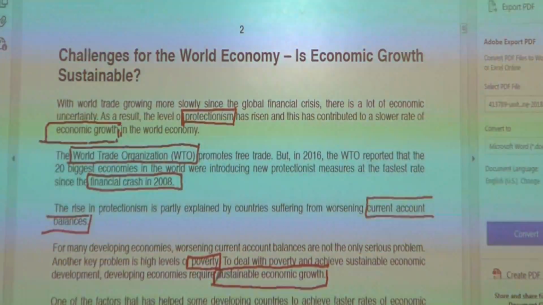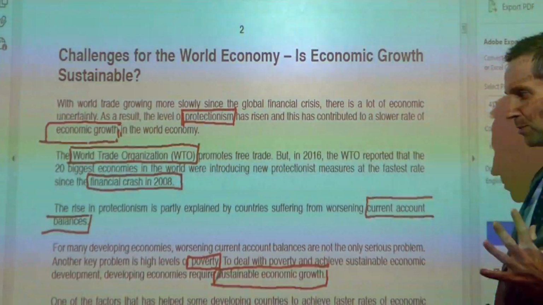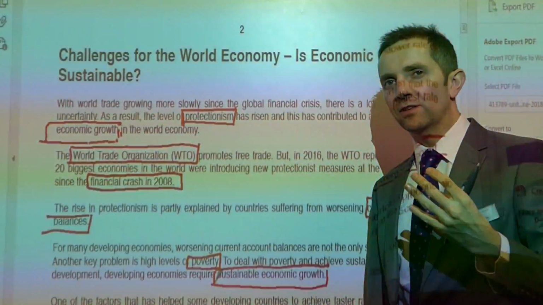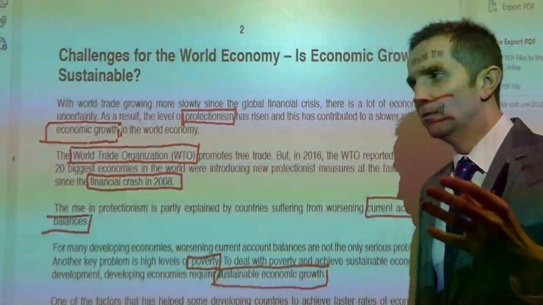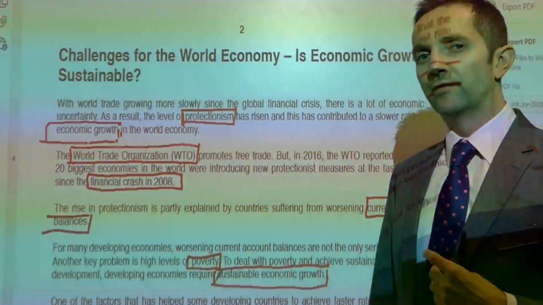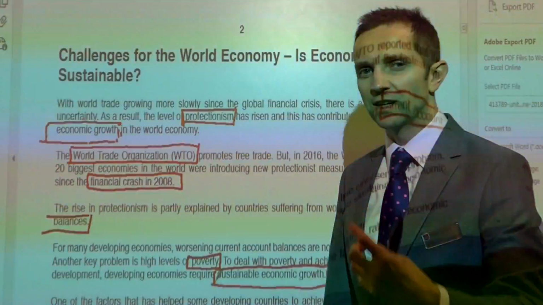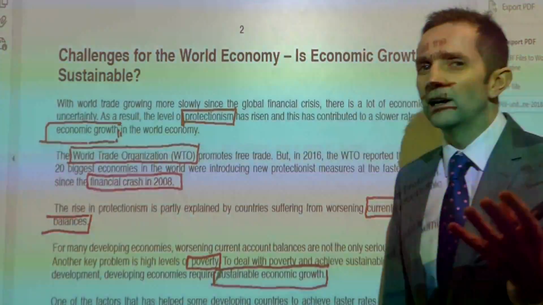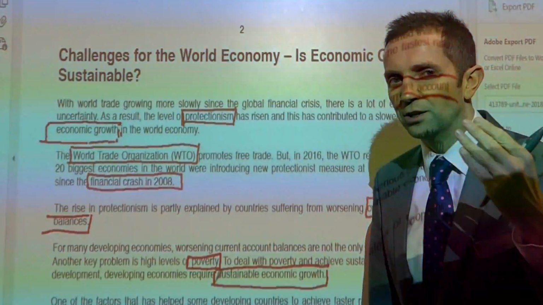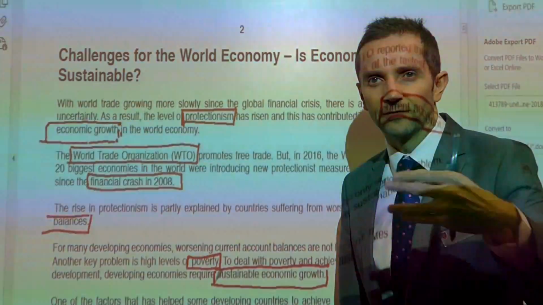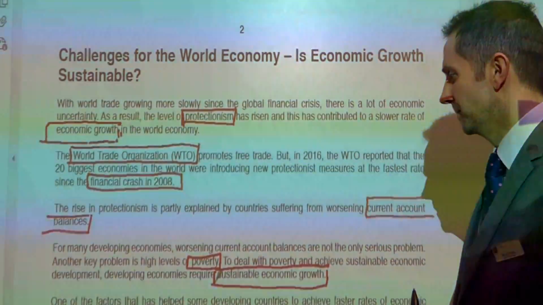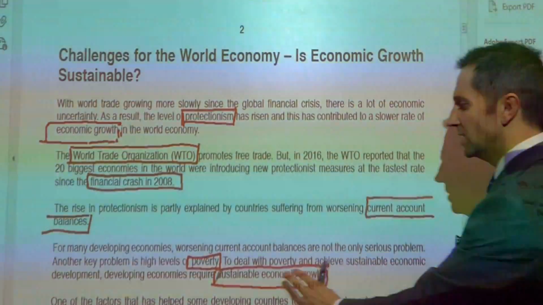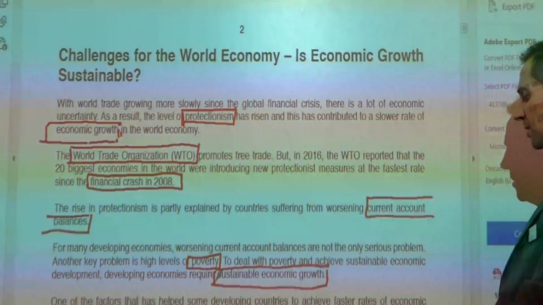For developing economies, worsening current account balances are not the only serious problem. Poverty. So now you're thinking, all right, absolute poverty. Relative poverty. How do we cure poverty in this country? So we have pensions, we have safety nets, we have national minimum wage, we have child benefit, we have all these types of things. Unlikely that you will have such things in an economy such as Zambia, for example, or a sub-Saharan African economy. To deal with poverty and achieve sustainable economic development, developing economies require sustainable economic growth.